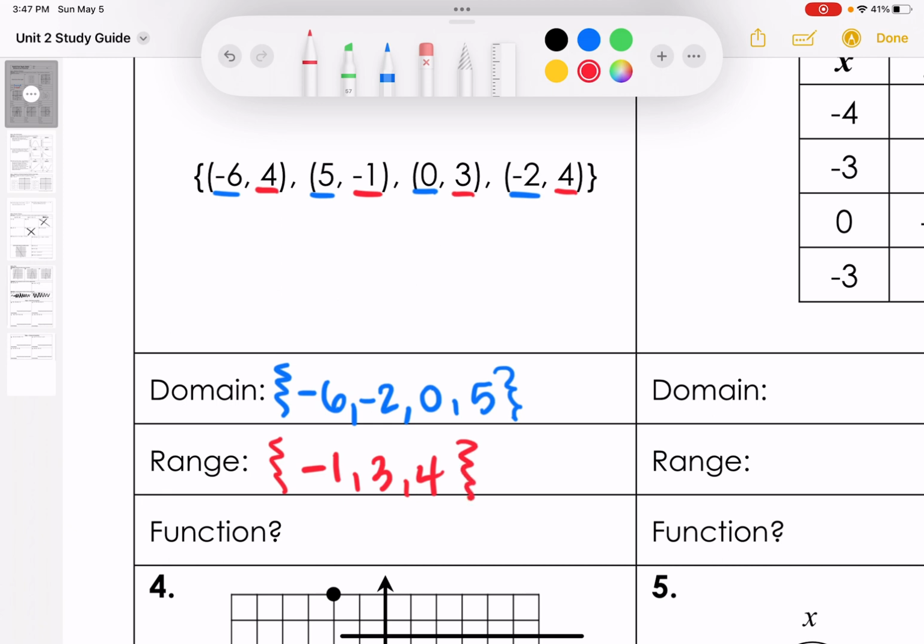All right, remember we're making a list, so our 4 is repeated twice, but I'm only going to write it once because we're making a list of things and I'm not going to repeat things in my list. And then to tell if it's a function or not, I need to see if my x values repeat, which they do not, so yes, this is a function.